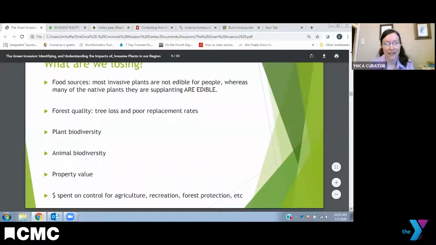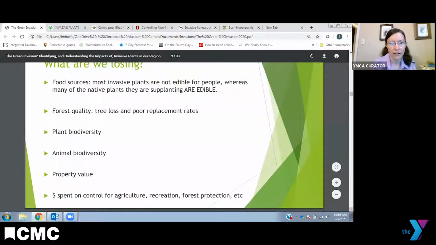So what are we losing when these invasive plants take over? Lots of different things in no particular order. Food sources for people, people who are into foraging for food. When these native plants are suppressed and the invasives take over, most of the invasives aren't edible for people at all. Like Bush Honeysuckle, the celandine, English ivy, none of that is edible, whereas a lot of the native plants are edible. Not all of them, but many more of them are edible.